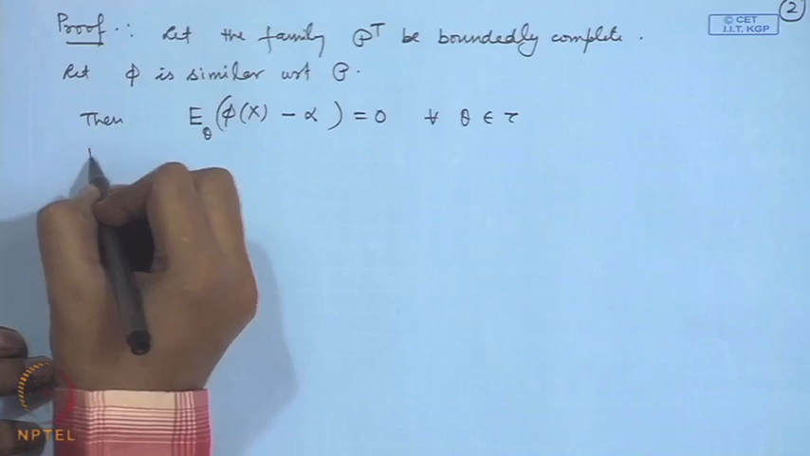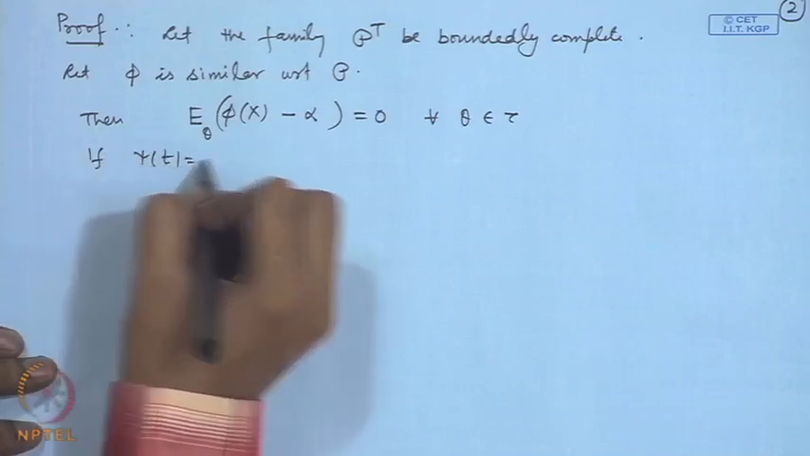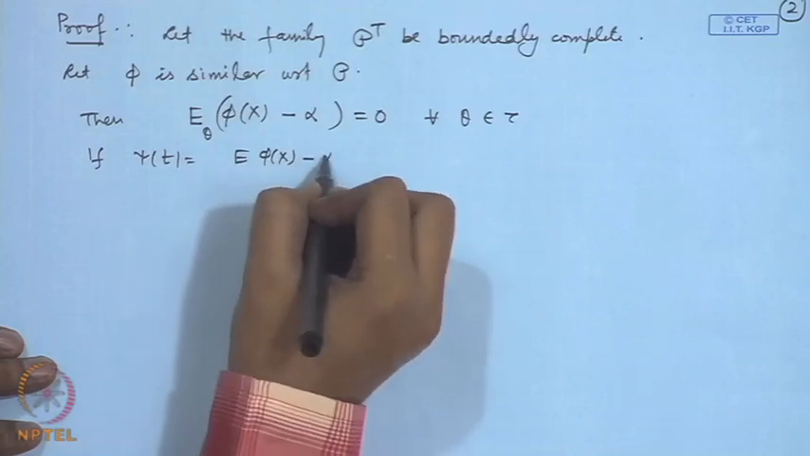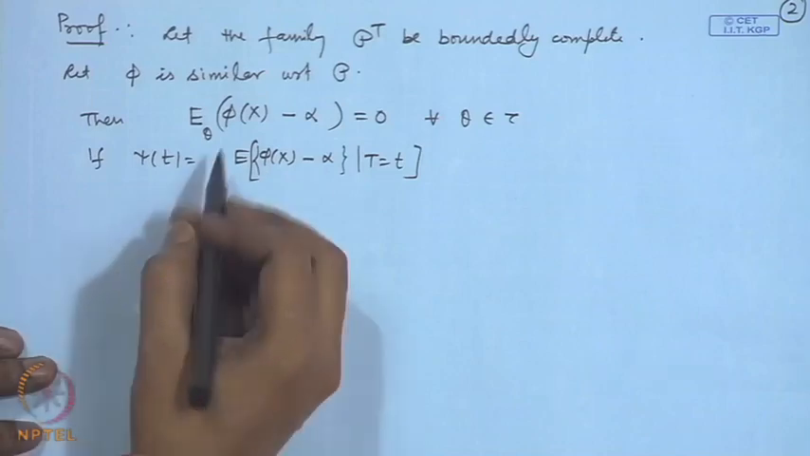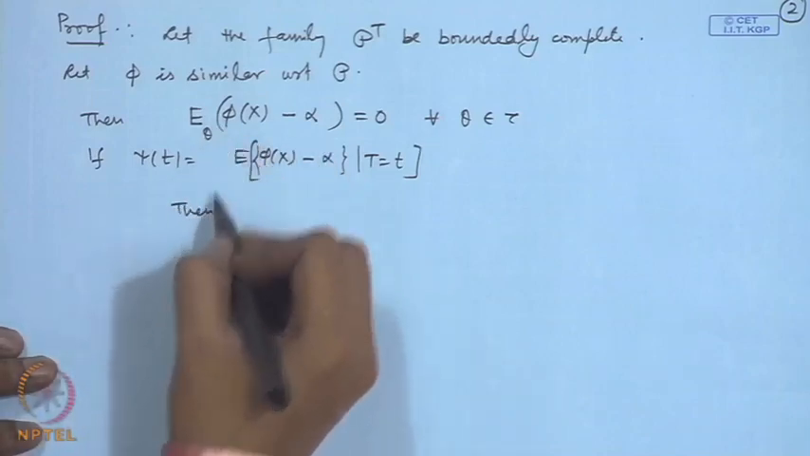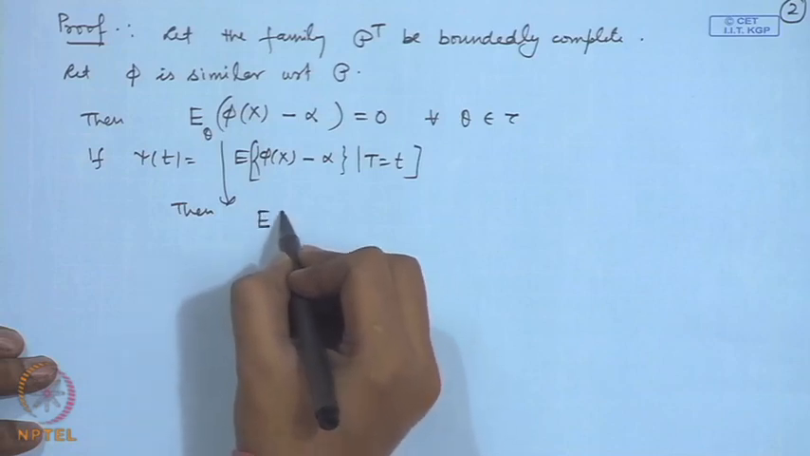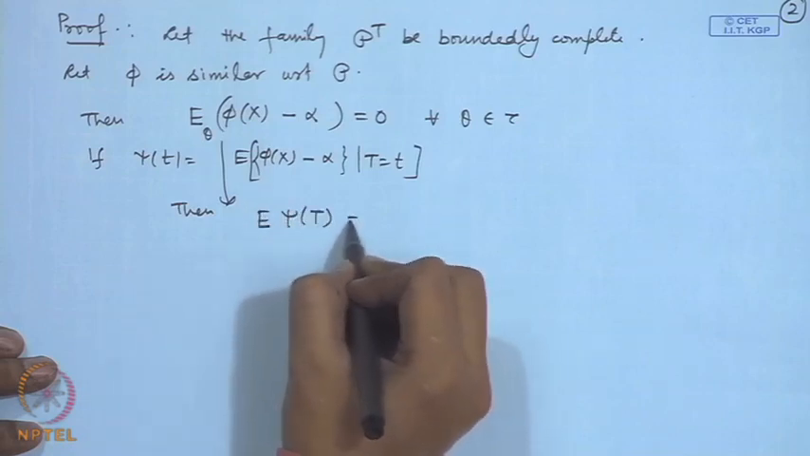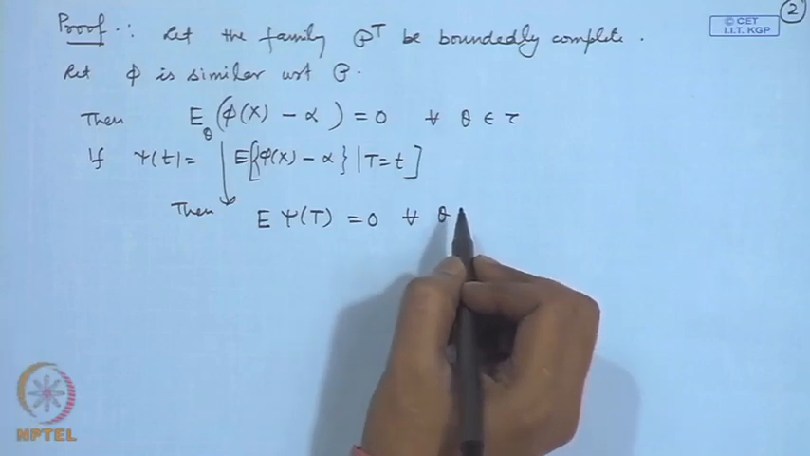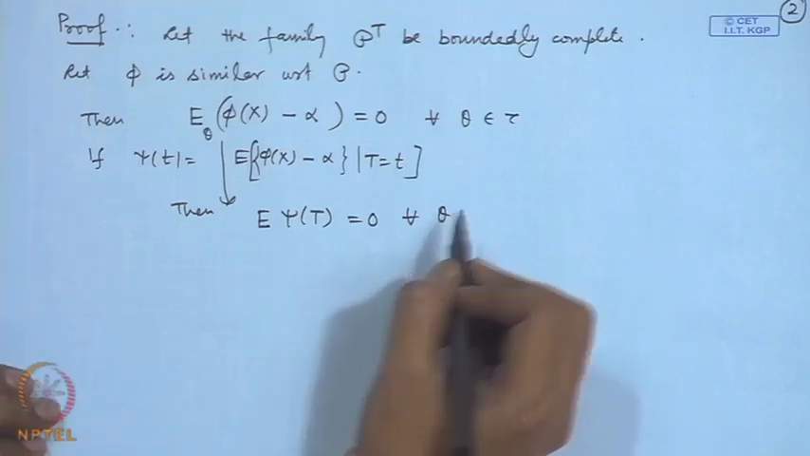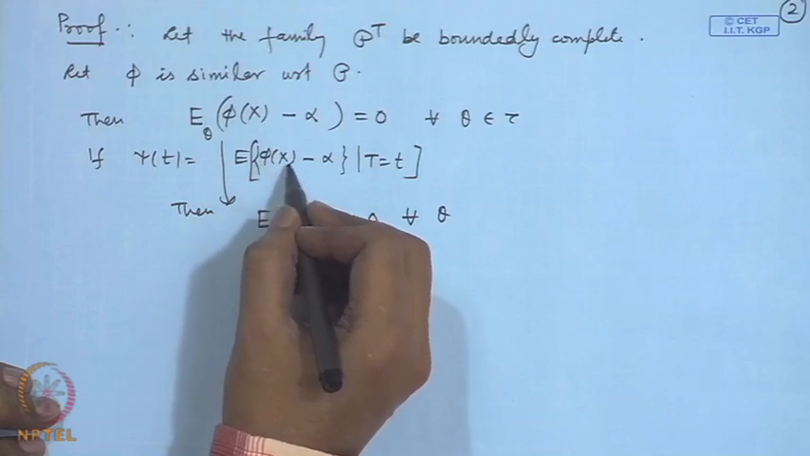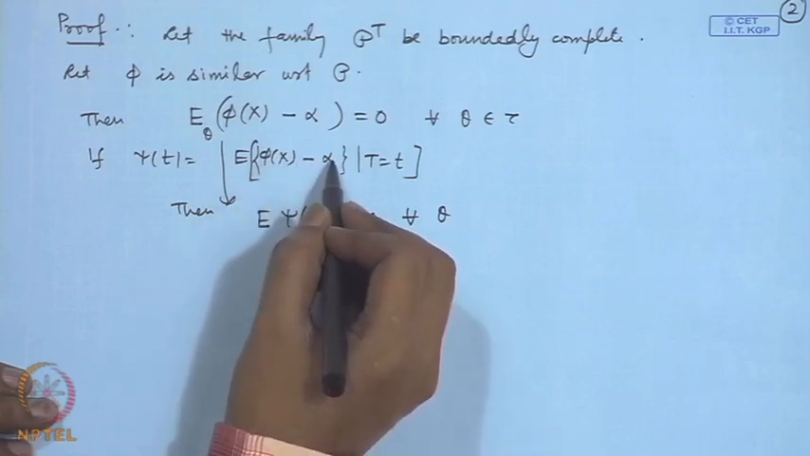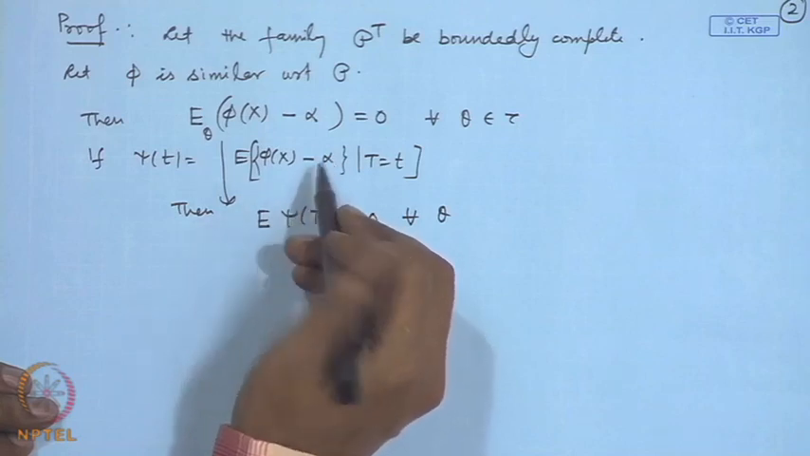Now, if we have ψ(t) equal to expectation of φ(X) minus α given T equal to t, let me give this notation here. Then this statement will imply expectation of ψ(T) is equal to 0 for all θ. Now, this is a test function, so it lies between 0 and 1, because it simply denotes the probability of rejecting H naught, and α is a number between 0 and 1. This is also the probability level we are fixing.